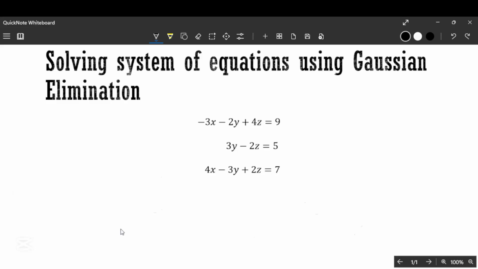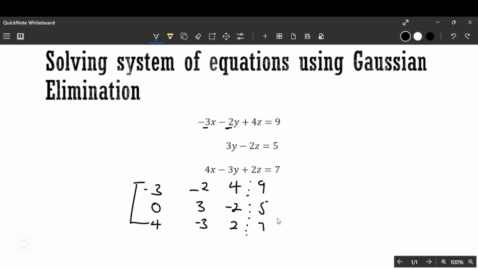So now, getting the understanding of a row echelon form of a matrix, we are going to write first of all the system of equations in a matrix form. So in this case, we are going to have negative 3. We are taking the coefficients of the variables. So negative 2, 4, 9 equals 9. Then we don't have any y, so 0. We don't have any x, sorry, so 0. y is 3, z is negative 2, and then it's equal to 5. Then the last row is 4, negative 3, 2, equal to 7.